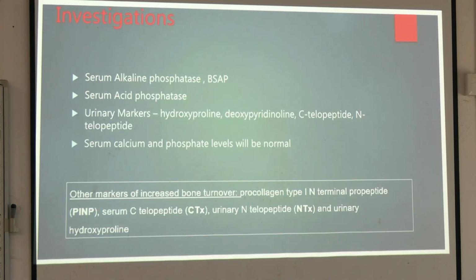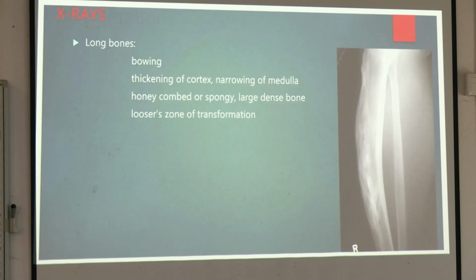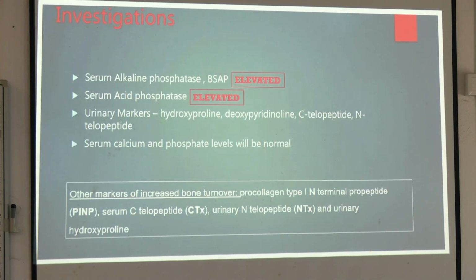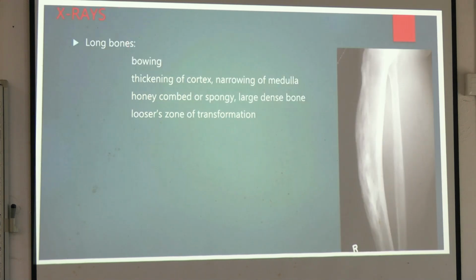Then comes investigations. First and foremost, as I told you, alkaline phosphatase is very much raised, and BSAP, the bone specific alkaline phosphatase, will be elevated in such patients. Then you can do a serum acid phosphatase, which is also elevated. Then urinary markers like hydroxyproline and deoxypyridinoline. These tests you can do in urine. Your serum calcium and phosphate will be normal in such patients. Coming to the X-rays, now these X-rays are your MCQs.